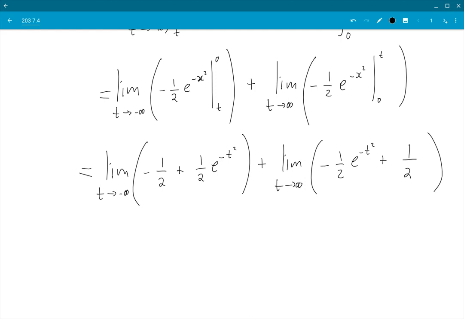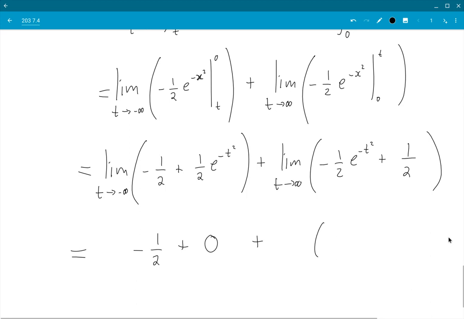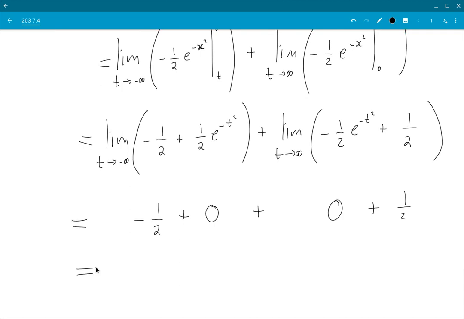So what's happening here? t goes to minus infinity in the first case. Okay, so we get minus a half plus this thing goes to 0. And then here we get a minus a half again, right there, plus, no, that's not what I get. I get zero here, plus a half for that second bit. So we get just zero.